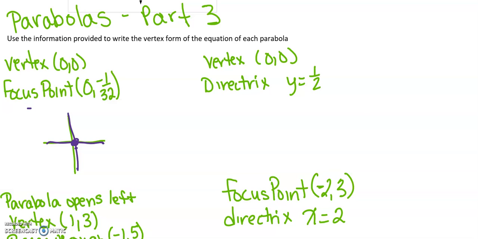So remember, your focus point is inside the parabola. So I know my parabola's got to open downward. So automatically I know it's a y equals and it's negative. I need the a term. So remember, a is 1 over 4 times c, the distance between the vertex and this focus point. This focus point is at negative 1/32, that's how far away from 0 it is.